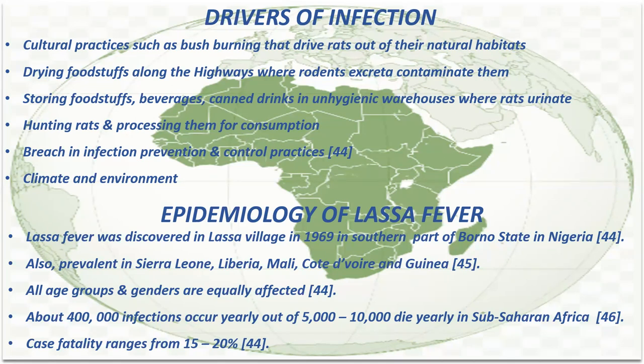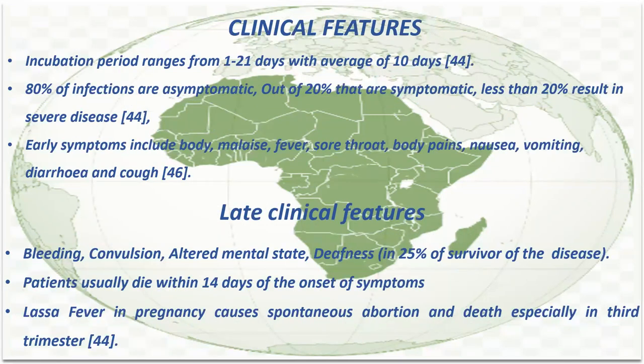It affects every age and gender; everyone is affected equally. About 400,000 people are affected yearly by Lassa. About 5,000 to 10,000 die yearly in sub-Saharan Africa. The case fatality rate is between 15 to 20%. The Lassa virus has an incubation period of 1 to 21 days, with an average of 10 days.